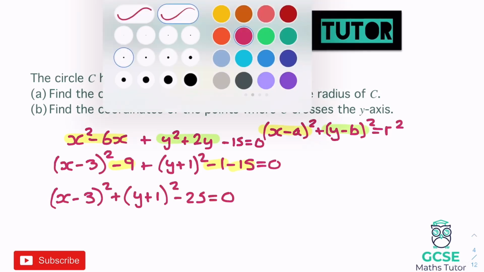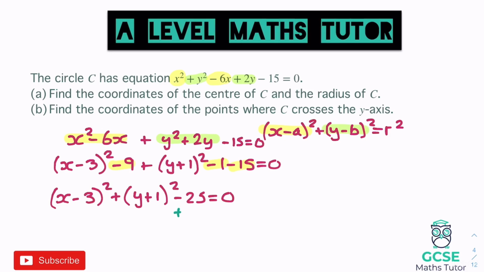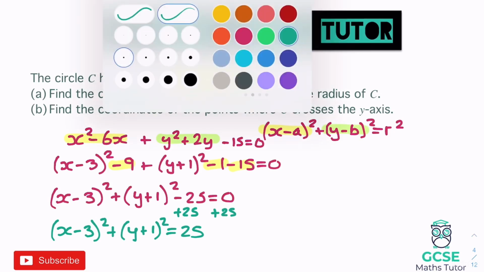So if we add 25 to the other side, just to finish this off, we can then get the centre and the radius from that. So we've got (x minus 3) squared plus (y plus 1) squared, and that equals 25. Now from there we can get the coordinates of the centre, and we can also get the radius.